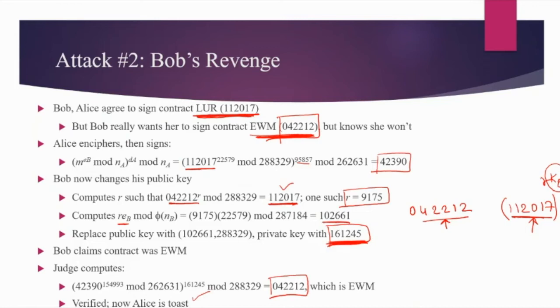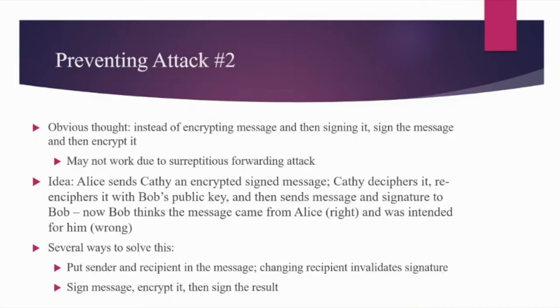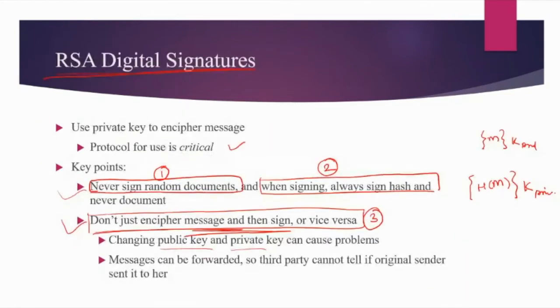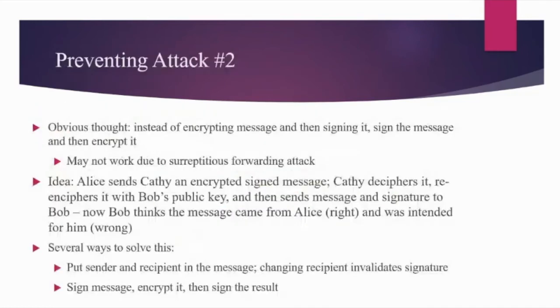So what is the problem here? The problem is that Alice encrypted the entire message and then put a signature on it, which gave rise to this type of situation. If we solve this equation and get an R, we can multiply that R with the public key and change our public-private key pair. If you recall, changing the public-private key can cause problems. Therefore, never encrypt the message and then sign it, right?